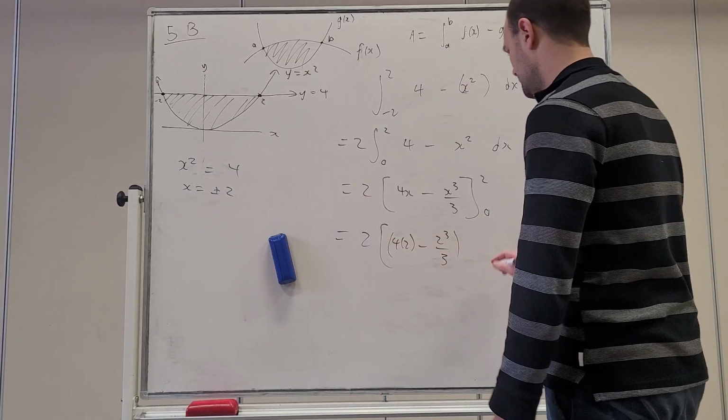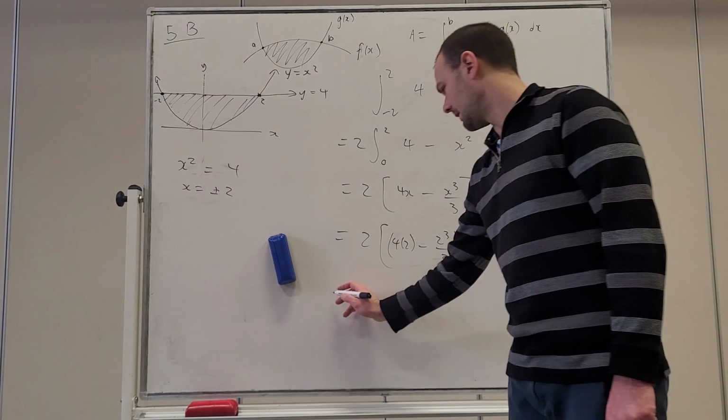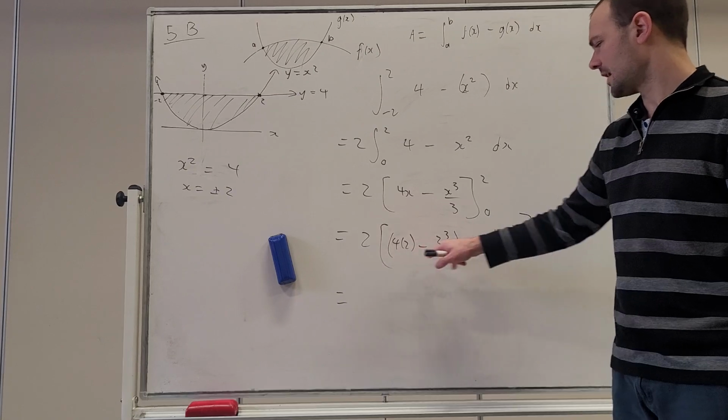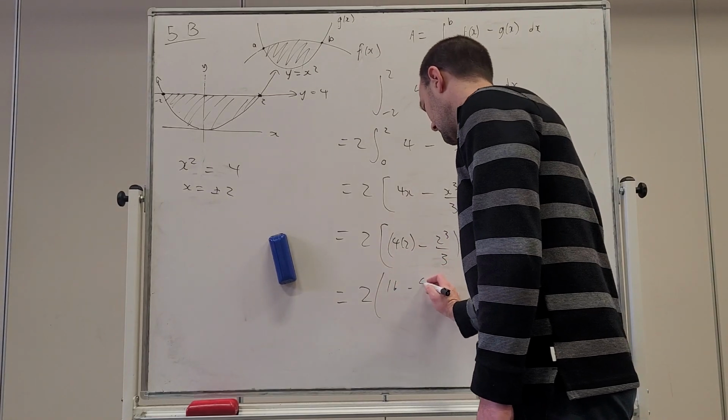Alright, so that's when we put in the 2, take away when you put in 0, it's just 0. And so we'll evaluate this. We've got 16, take away 8 on 3. So we've got 2 lots of 16, take 8 on 3.